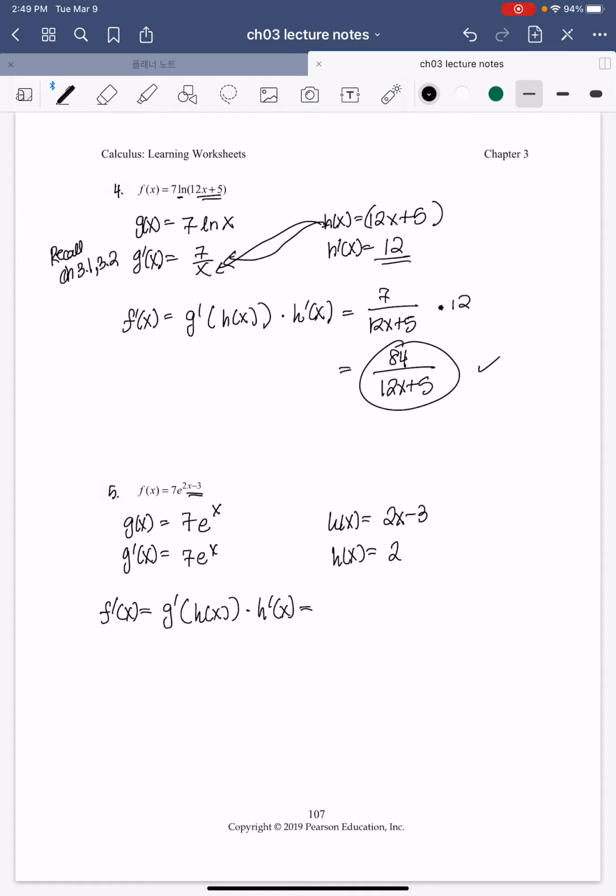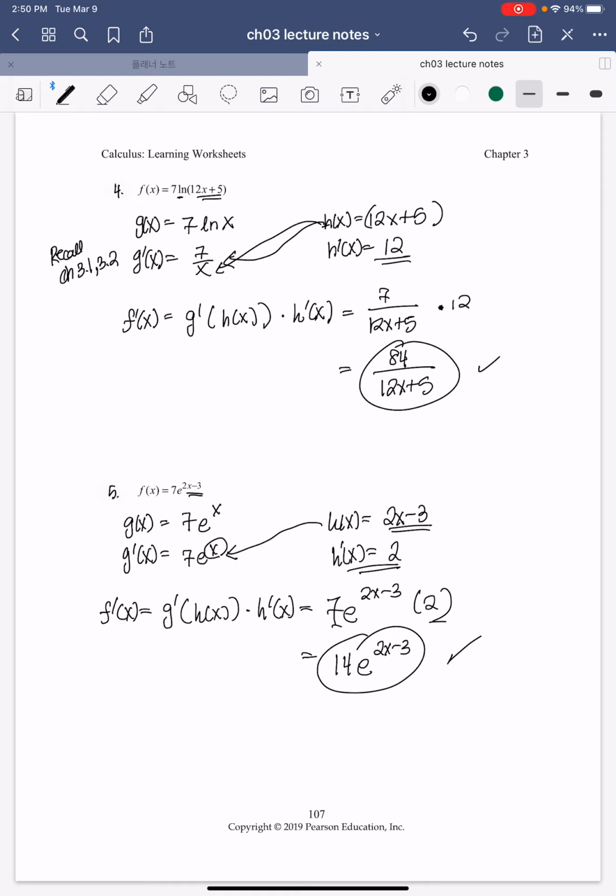So I have h of x going into g prime of x. Wherever you see x, I'm going to replace it with 2x minus 3. So 7e to the 2x minus 3 times h prime of x, which is 2. 7 times 2 will give me 14e raised to the 2x minus 3. Done.